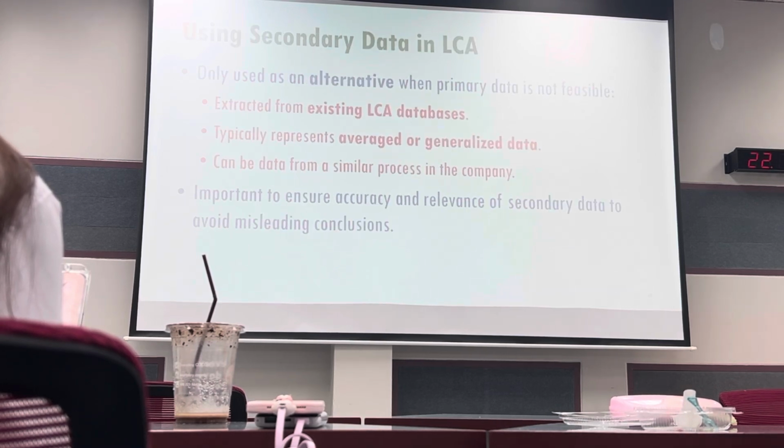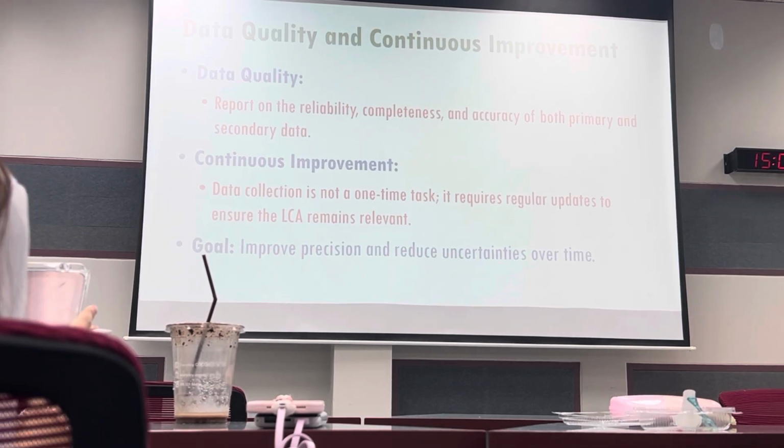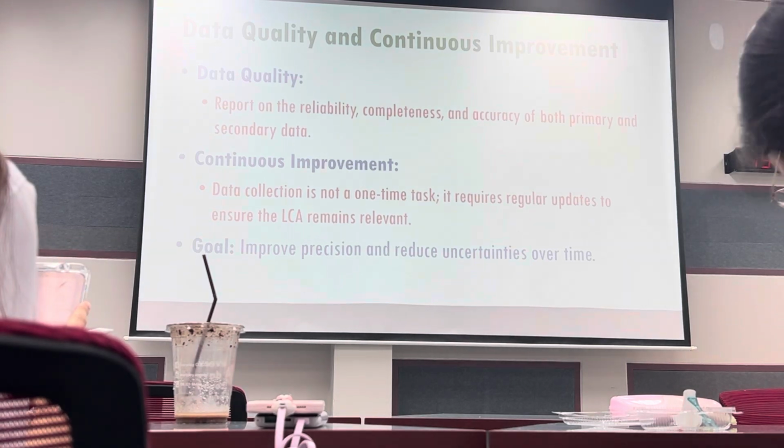For secondary data, we already talked about this, so it comes from someplace else. It's important to ensure accuracy and relevance of secondary data to avoid misleading conclusions. And then we also need to do quality control on the data. So we keep collecting the data. Even if we finish, we might need to keep collecting the data and compare it to the numbers that we have from before to confirm that the numbers we get are actually good. So it's not a one-time task because we need to update all the time.